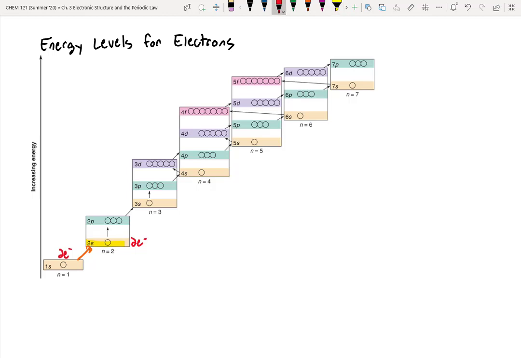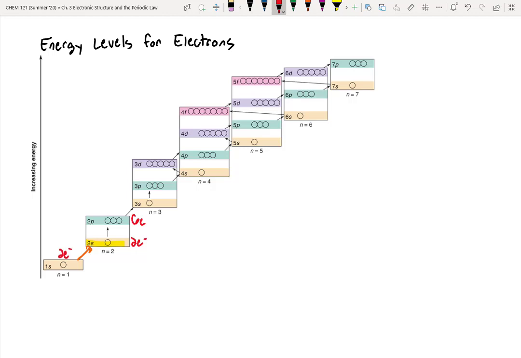I'll show you tips for how to predict this. And then after that, we can jump up to this p orbital right here. And like I said, the p subshell is actually 3 different atomic orbitals. Each can fit 2 electrons. So our next 6 electrons could go here, and then we can keep on filling it up.